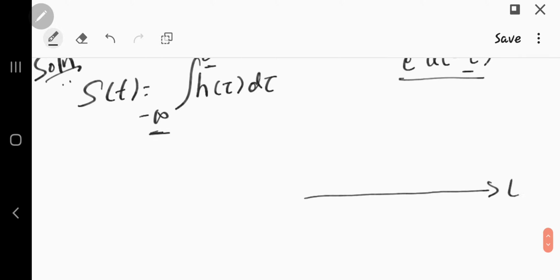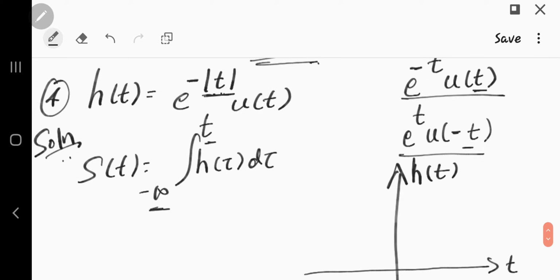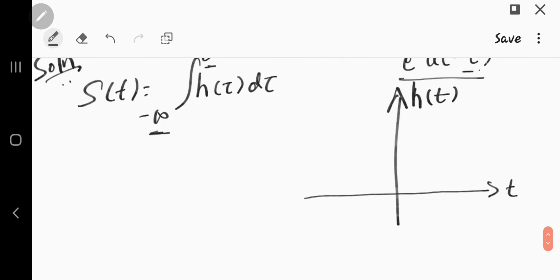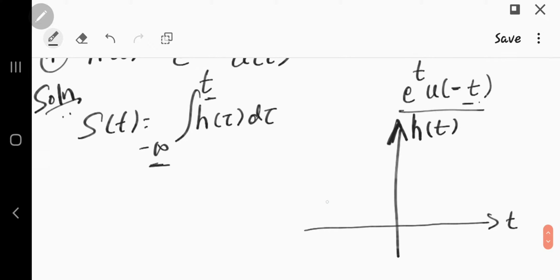Okay. So, if you take this h of t and plot it, first take the negative axis, u of minus t. u of minus t is 1 for the negative values here, and e to the power of t is there. So, e to the power of t means it is an exponential signal which is increasing. You can call this a growing exponential, and the other one a decaying exponential, because e to the power of plus t is there.